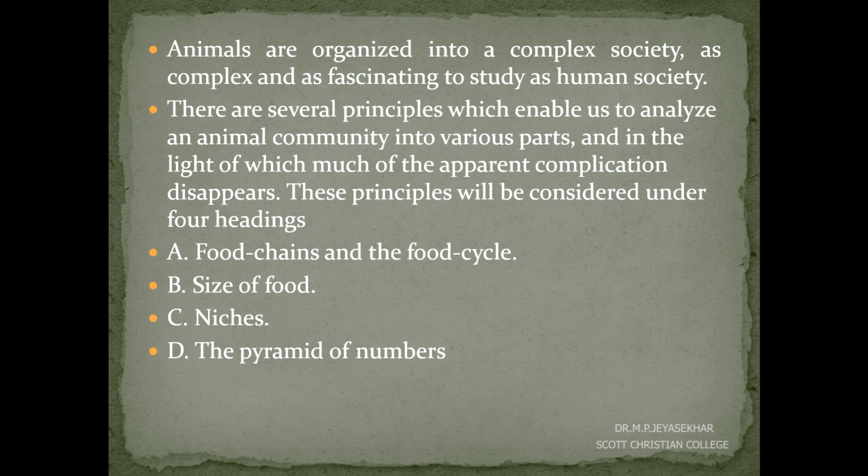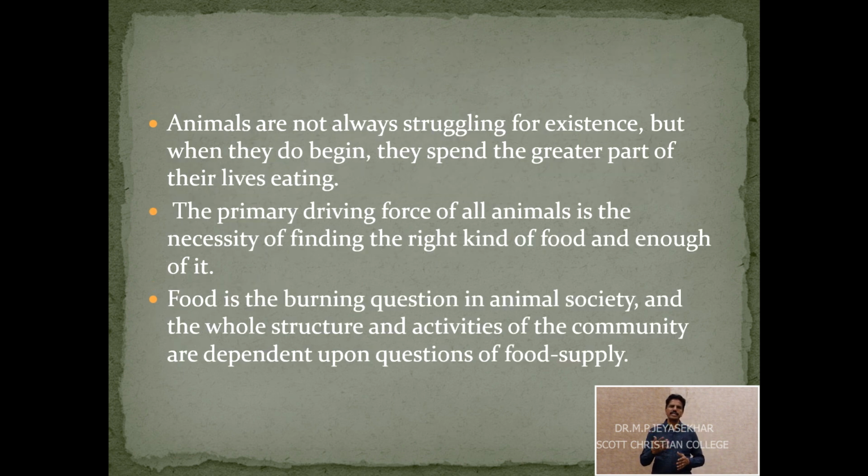These principles are under four headings. One is food chain and food cycle. Another one is size of the food. Size of the food is very, very important. Then niches and the pyramid of numbers.